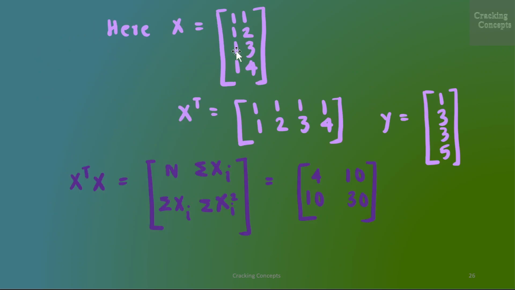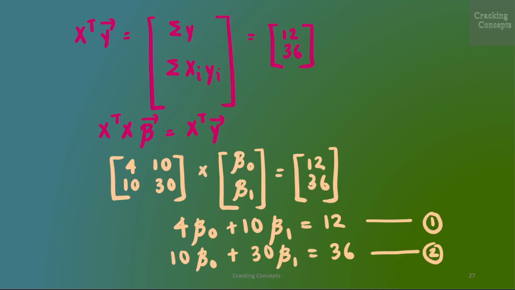Then we have the x matrix, so the x transpose will be this, and we have the y vector. For x transpose x, we already have the formula we worked out before. On substituting, n will be 4, since we have 4 data points. Sigma xi will be 1 plus 2, 3 plus 3, 6 plus 4, 10. Sigma xi square is 1 square plus 2 square, 4, giving 5, plus 3 square, 9, giving 14, plus 4 square, 16, which gives us 30.